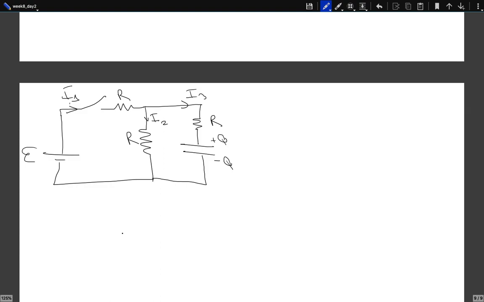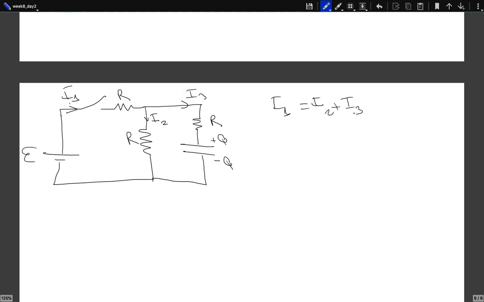Now, there is a junction over there. What are the currents that are carrying charges to that junction? I1. What are the currents taking away the charges from that junction? I2 and I3. Okay, this is one equation we have.